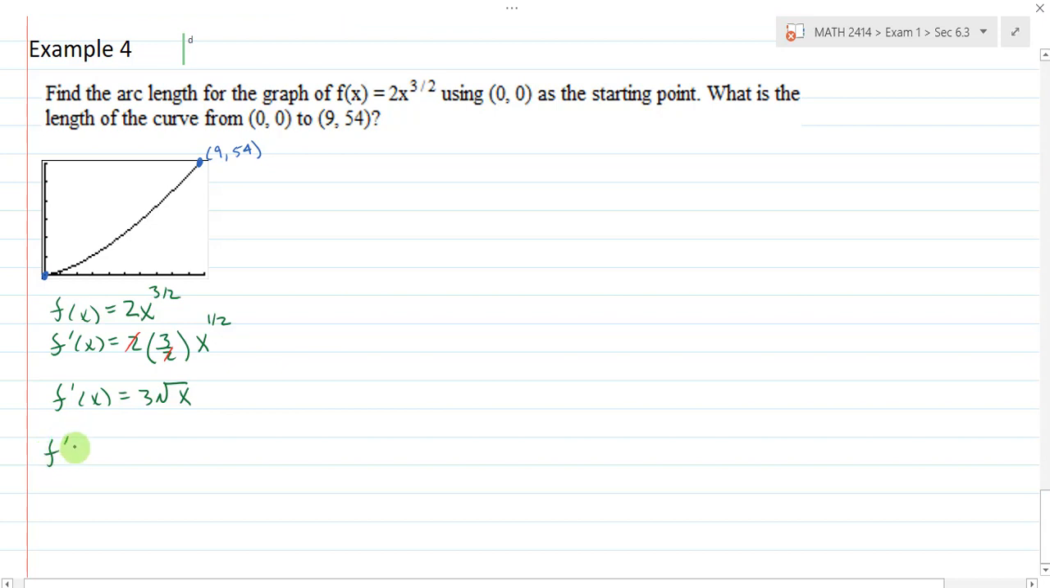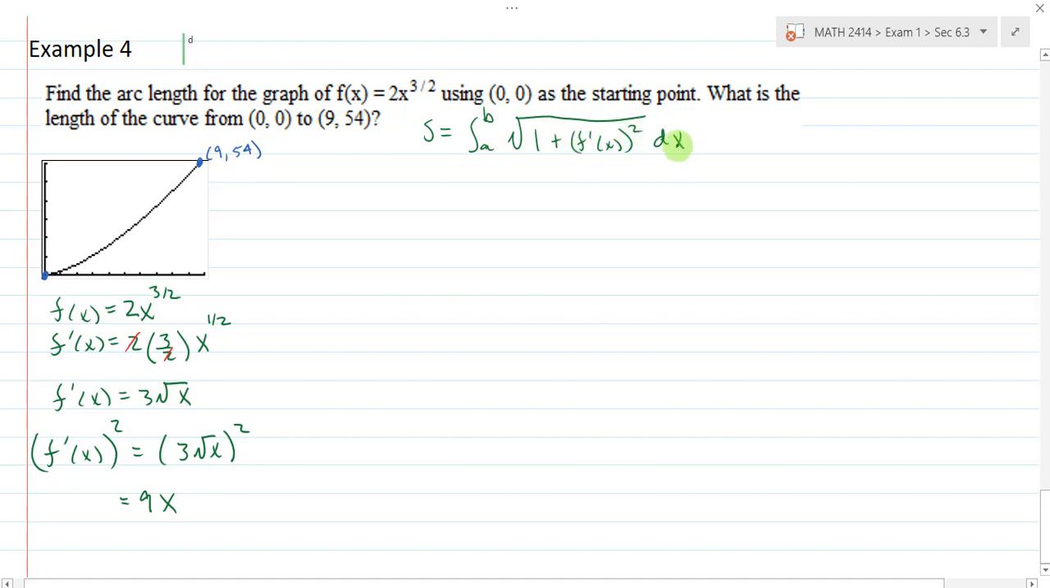Now I need to square this, and when you square a product, remember to distribute the exponent, so that ends up being 9x. So let's look at our formula for arc length. We know that s is equal to the integral from a to b of the square root of 1 plus f prime of x squared dx.